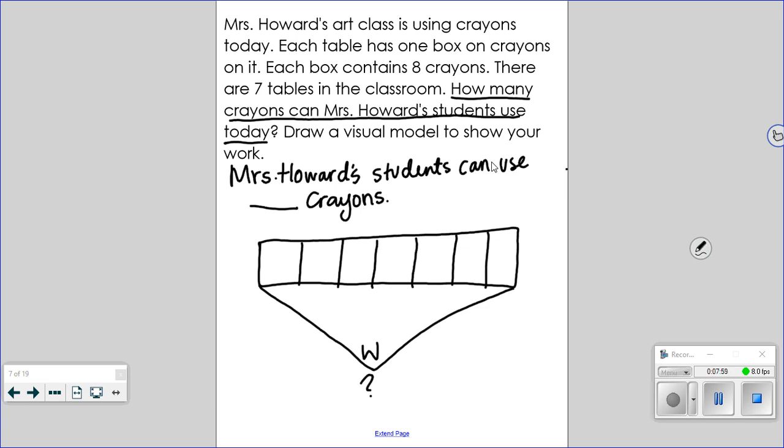Well, how many crayons does each table get? 8, because every table gets a box. So you get 8 crayons. You get 8 crayons.